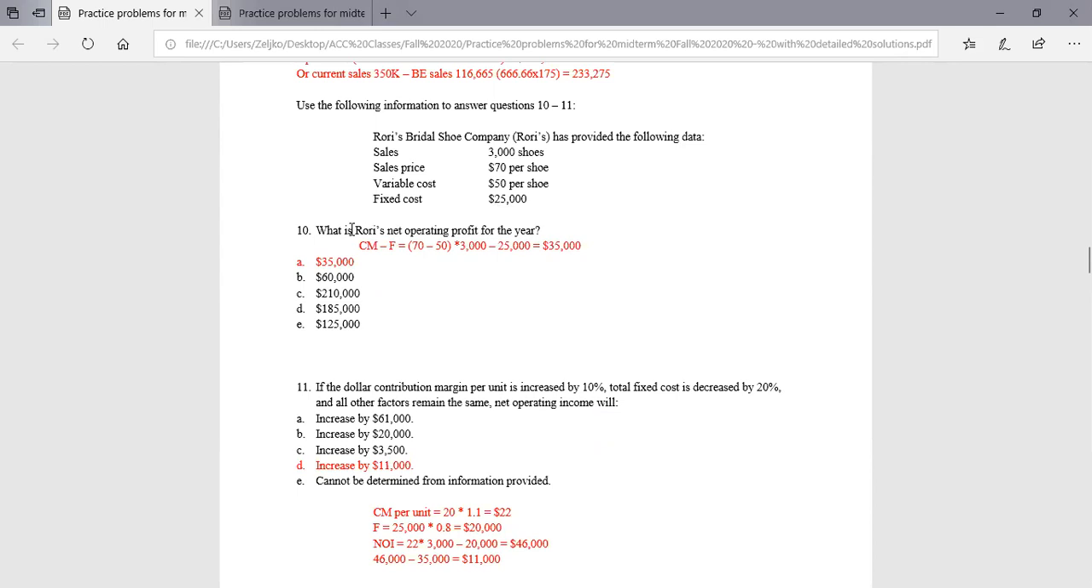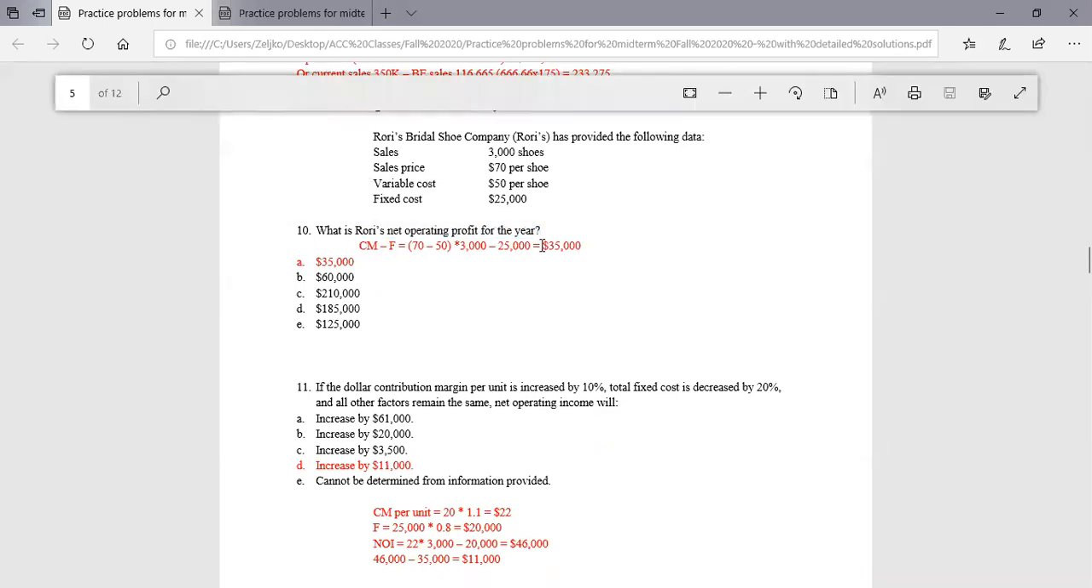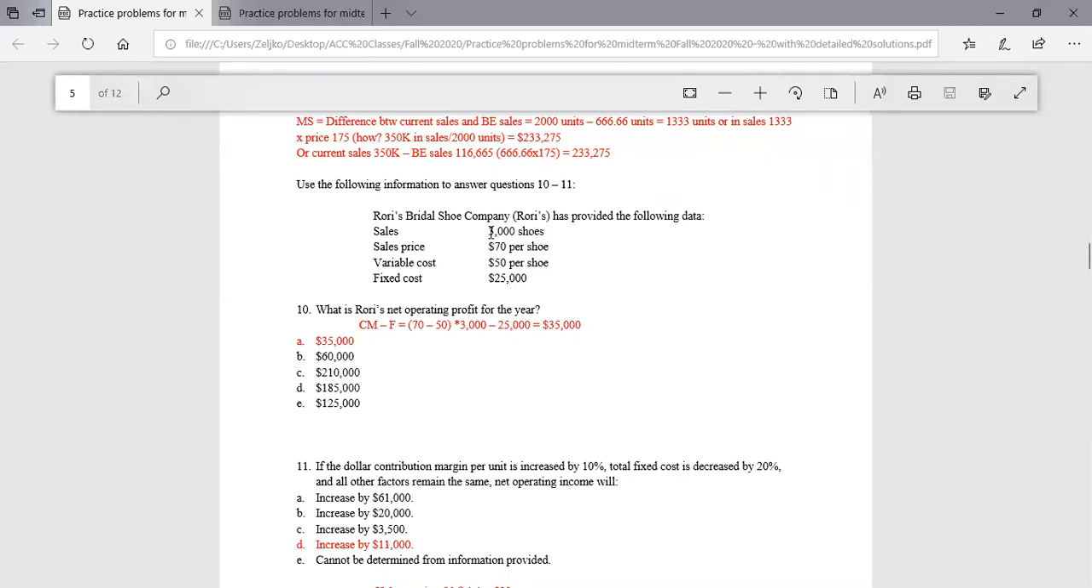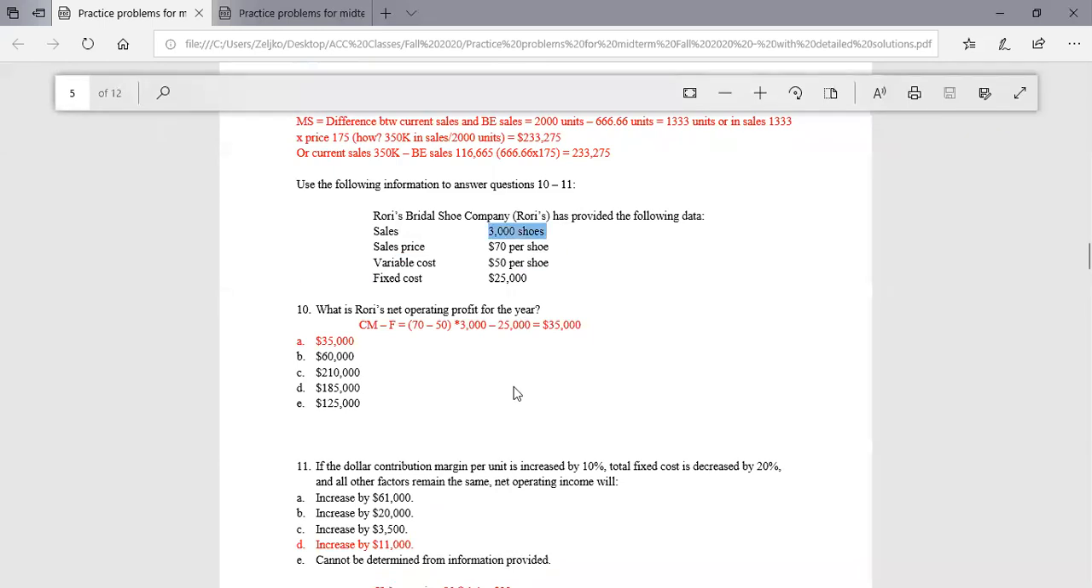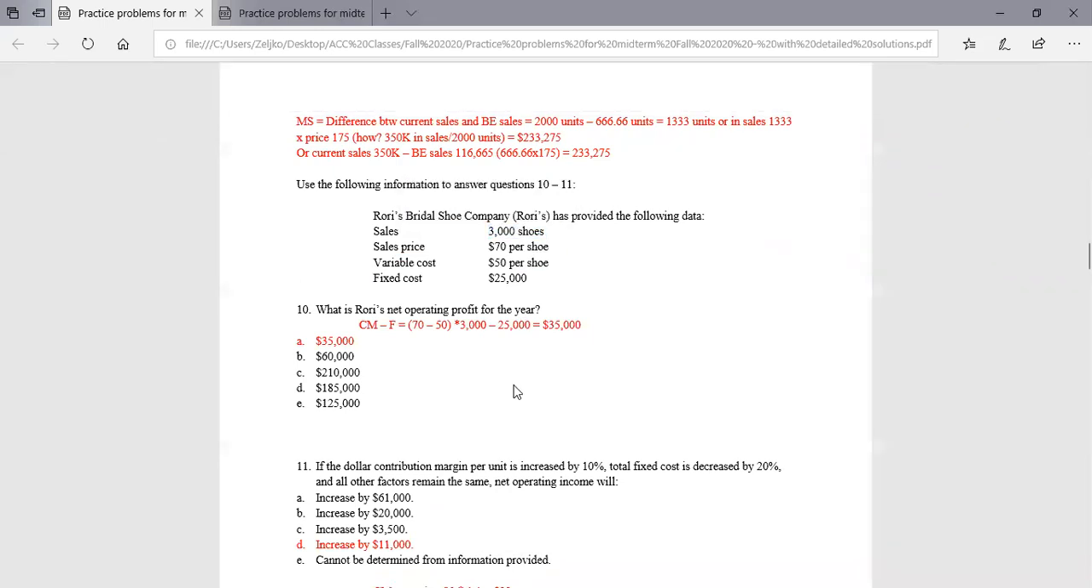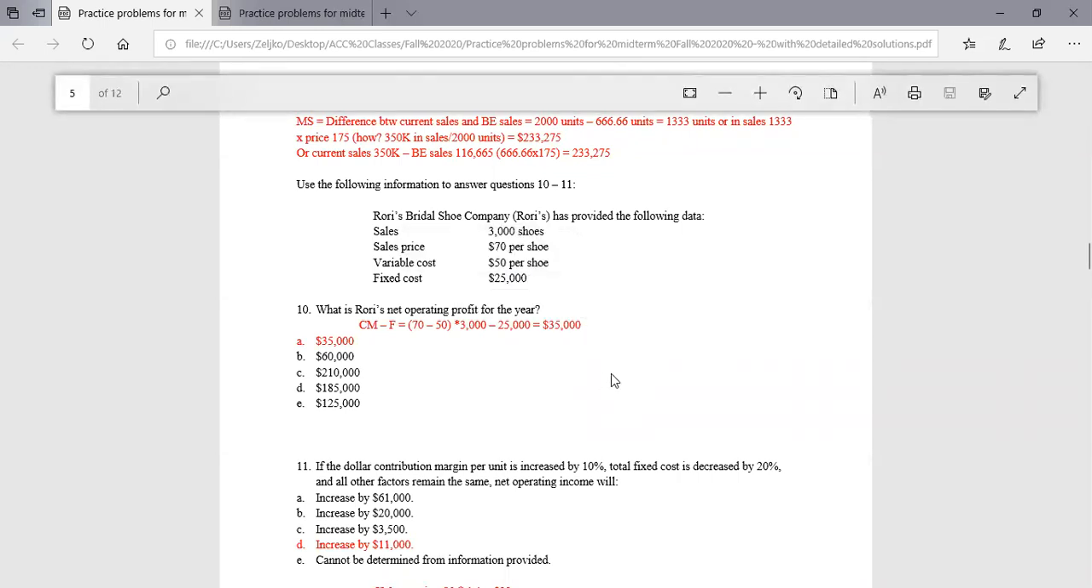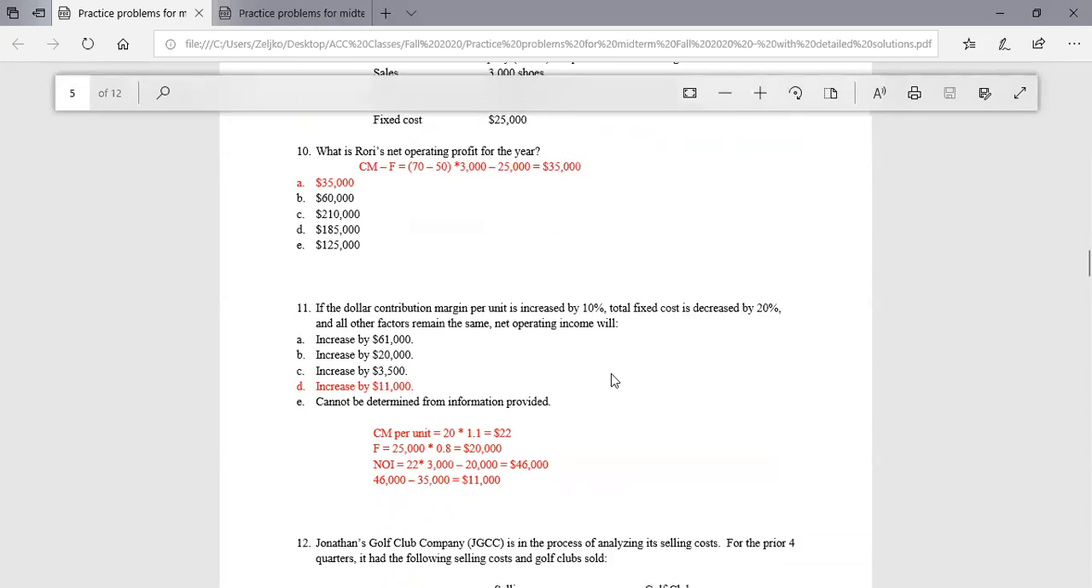Question 10, what is Rory's net operating income, or net operating profit? Well, this is just multiplication. Sales, 3,000 pairs of shoes, sales price is 70, variable cost 50, which means your contribution margin is 20, right? 20 times 3,000 is $60,000, sorry. Minus fixed cost 25, so that's profit of 35. So that's like a 15-second question.